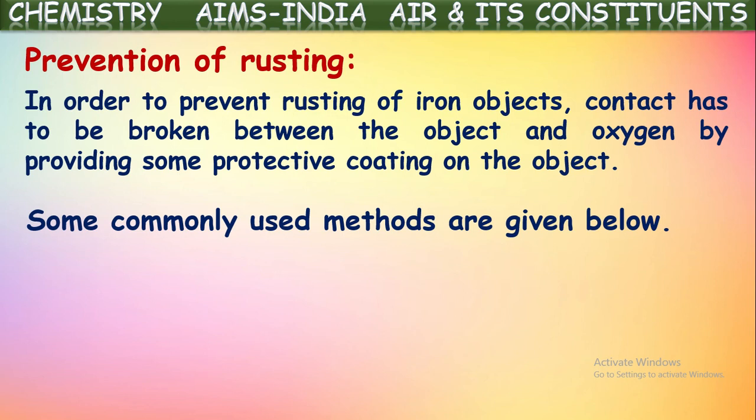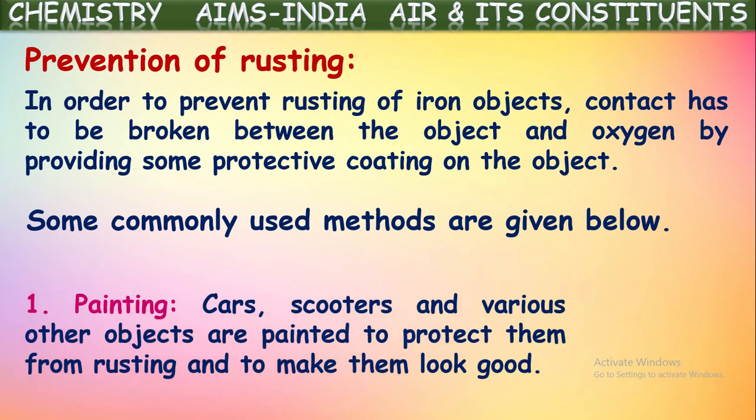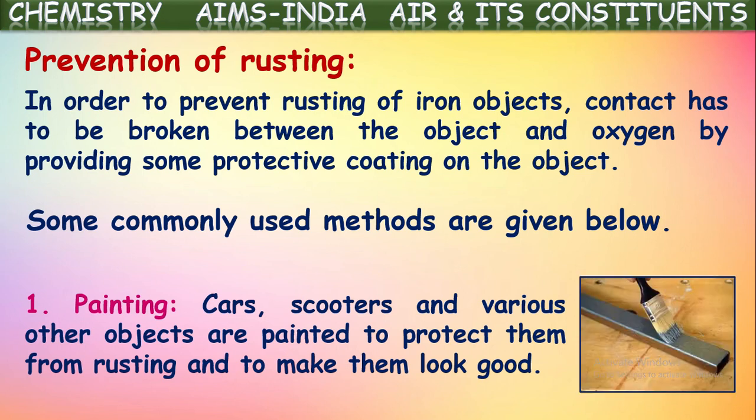Now let us see some commonly used methods for controlling rusting. Out of those, the simple one is painting. Cars, scooters and various other objects are painted to protect them from rusting and to make them look good. Iron grills, cars, scooters and other vehicles, and iron body parts will often be painted, just to protect those iron articles from getting rust and even to make them look good.